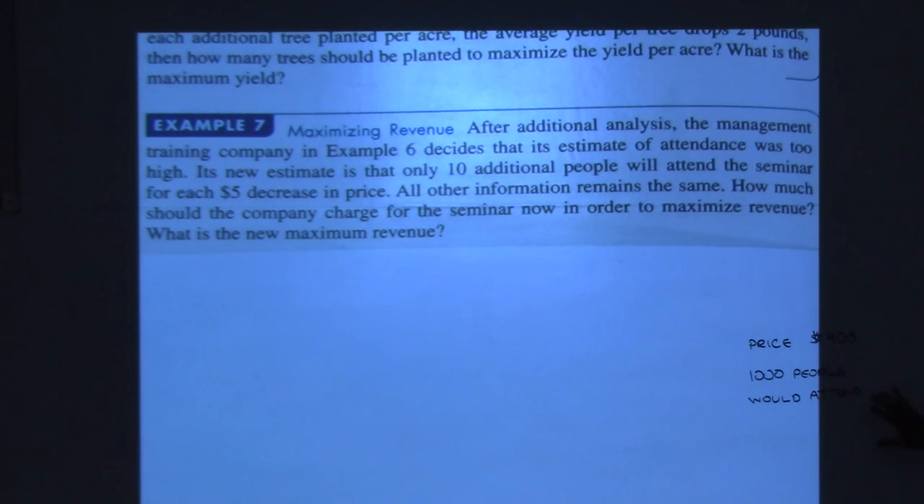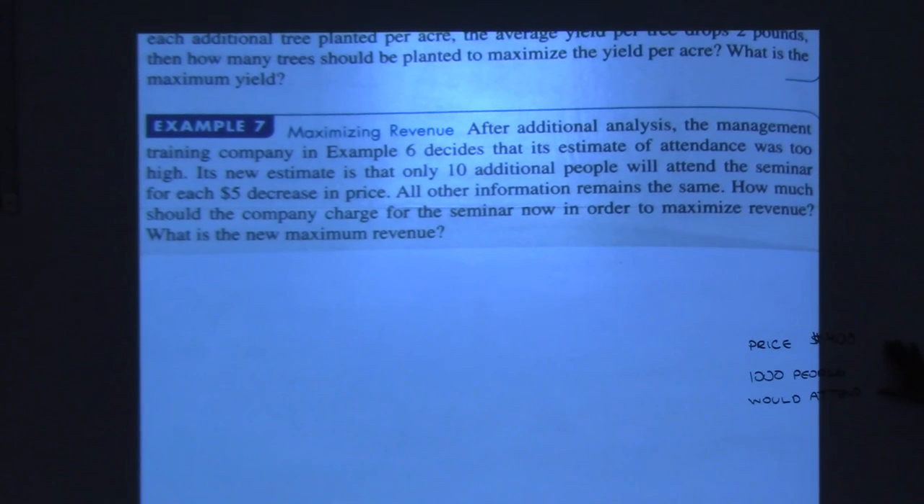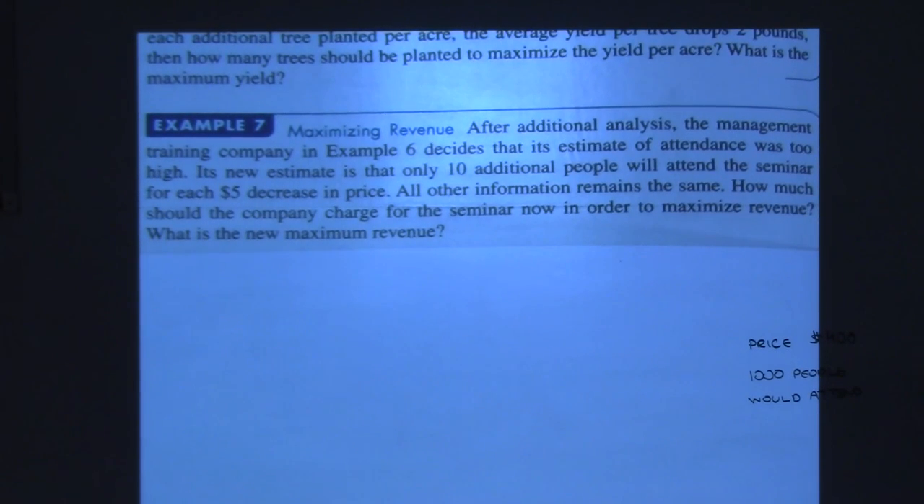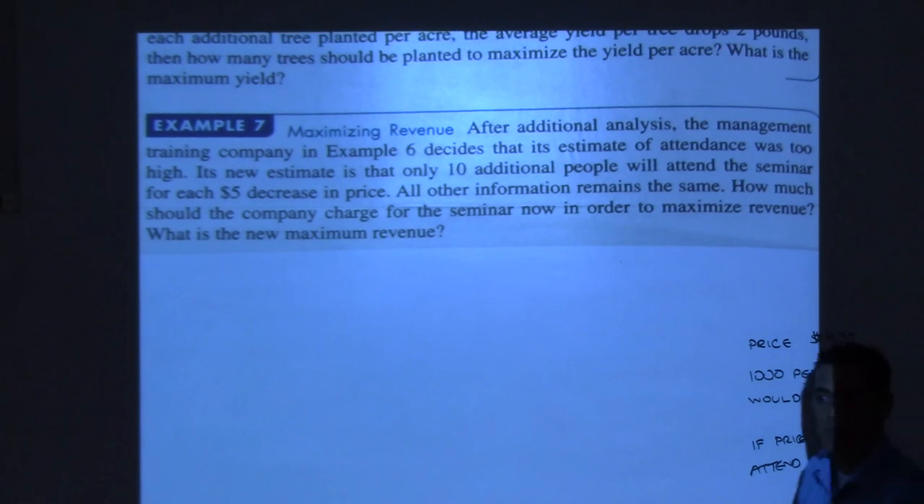This is saying, hey, look, they were wrong about this. Okay? Its new estimate is that only, the other thing said, if price went down by $5, right? Attendance would come up by what? In the original problem, would come up by 20. Hey, this company says $400 for the seminar, 1,000 people will show up. If they bring the price down by $5, 20 more people will come. This is saying they were wrong about that. Not 20 more people will come, only 10 more people will come.